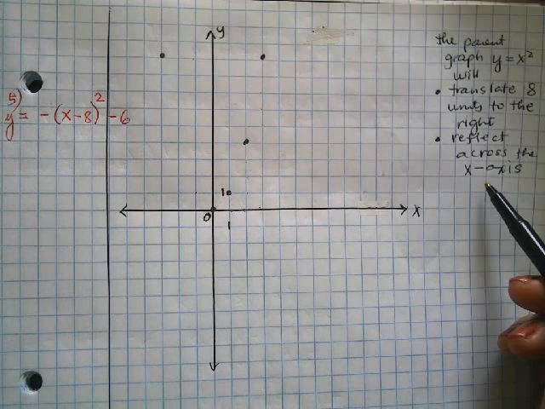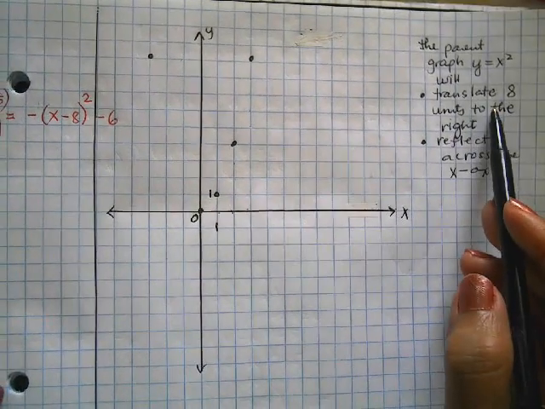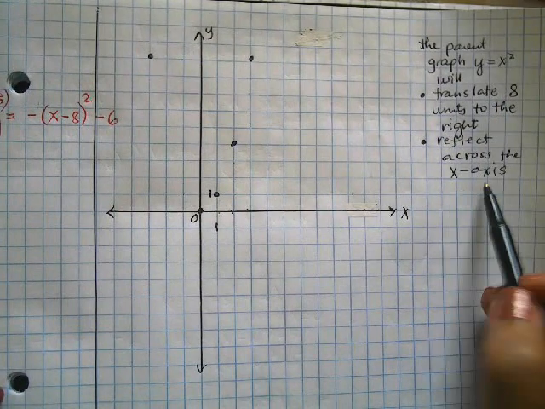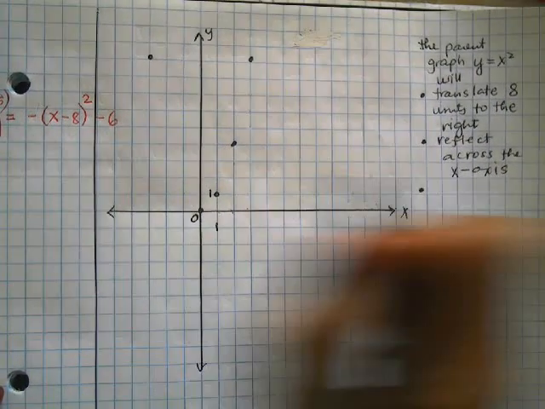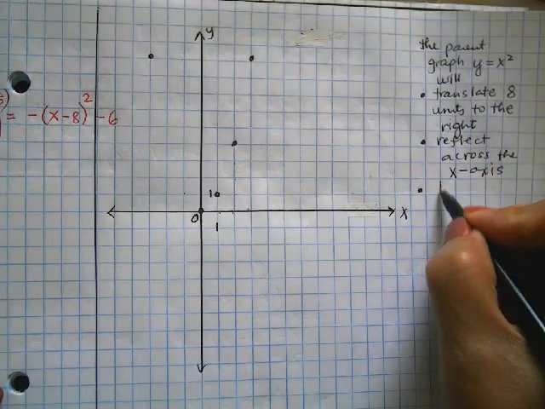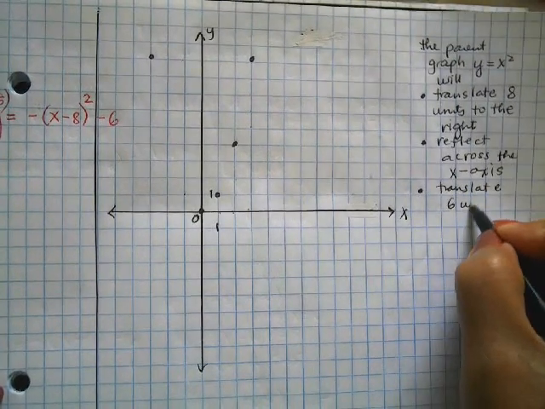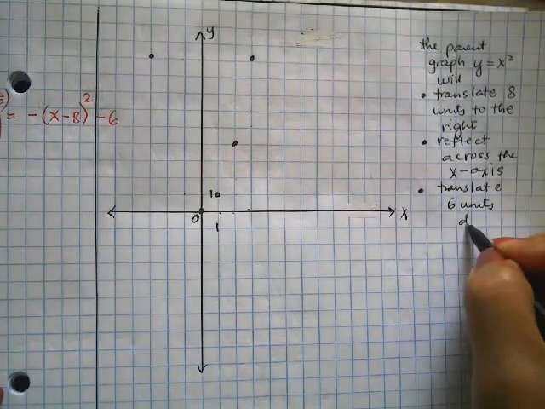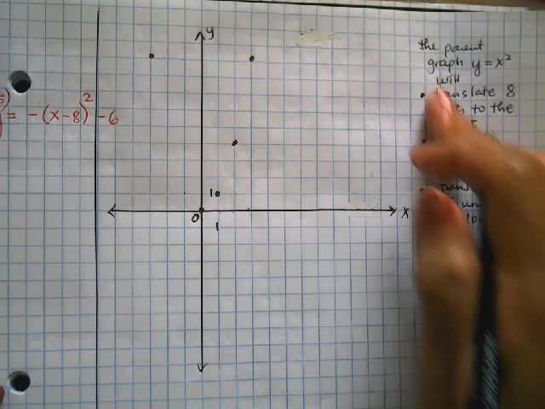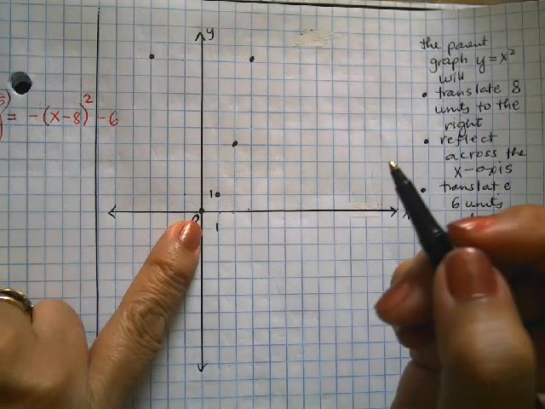Okay, and then after we reflect, so there are 3 here, okay? After we reflect, translate 8 units to the right, reflect across the x-axis, then this is the last one that we will do, okay? So that will translate 6 units down. Okay, so we have 3 transformations to do. Okay, so let's start. Let's draw the parent graph.